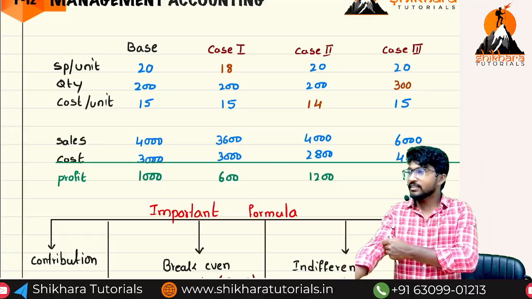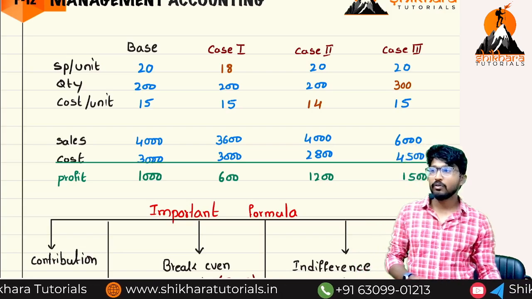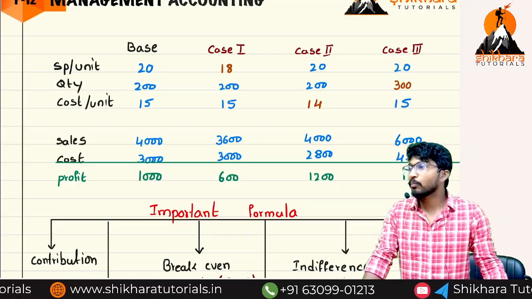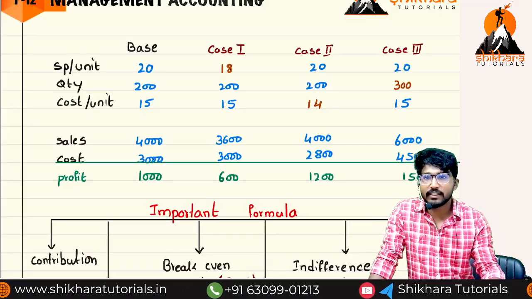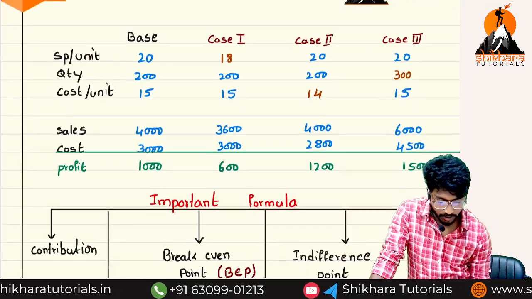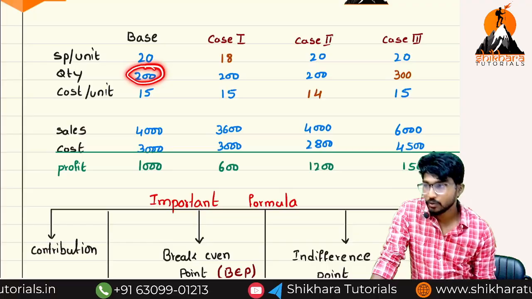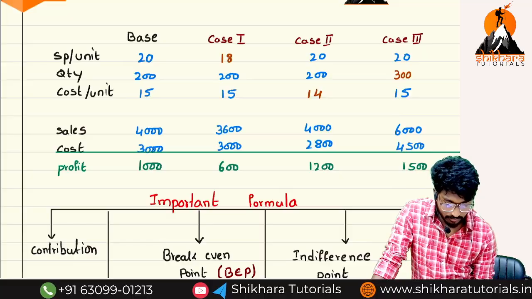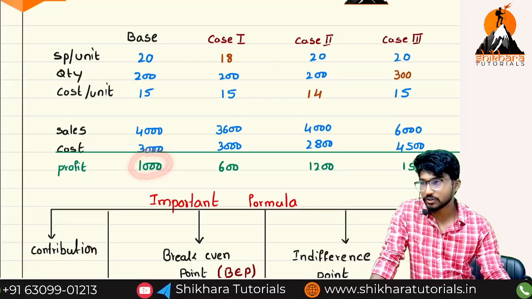Now what is CVP analysis? It shows the relationship between selling price, cost and volume. It tells us how profit is affected by any change in the above three factors: selling price, volume and cost. Now here selling price is 20, quantity of units is 200, cost is 15. Now what is the profit? Total revenue is 4,000, cost is 3,000, we got a profit of 1,000.